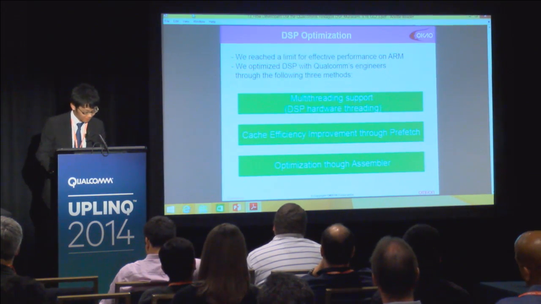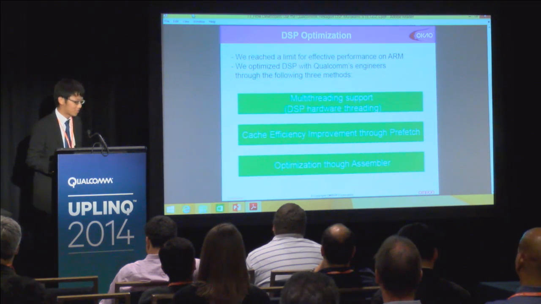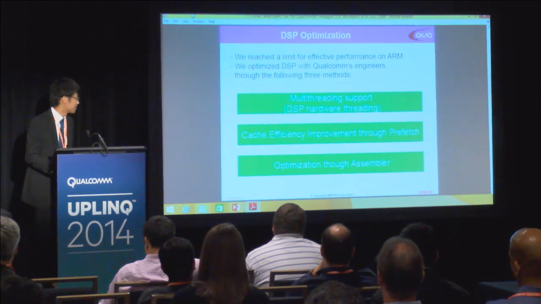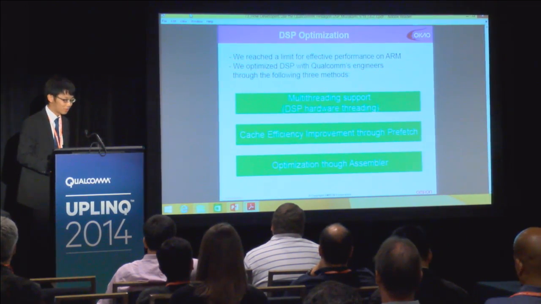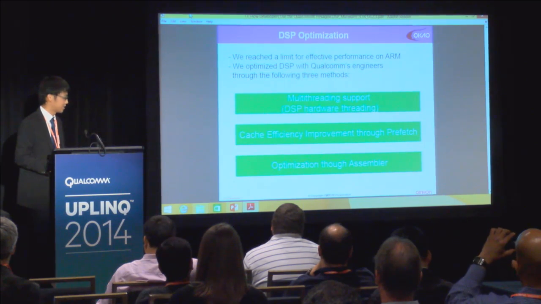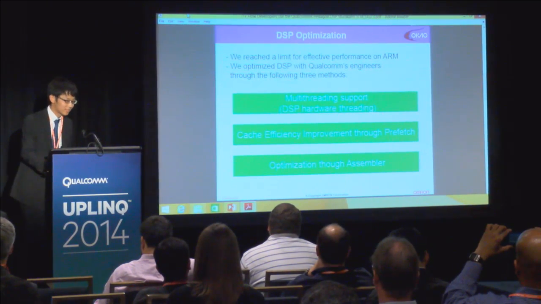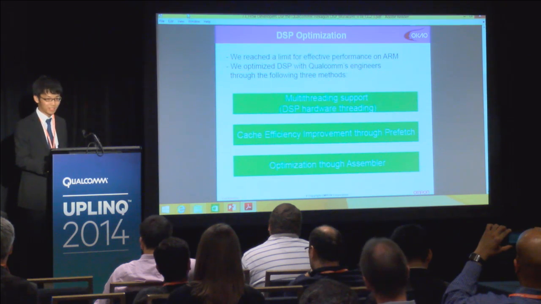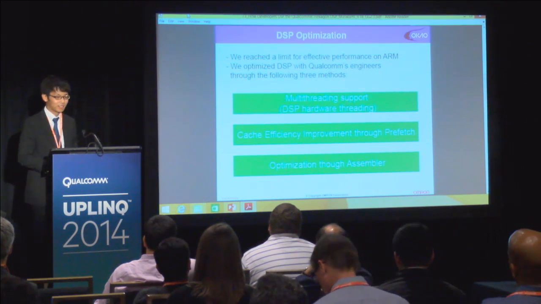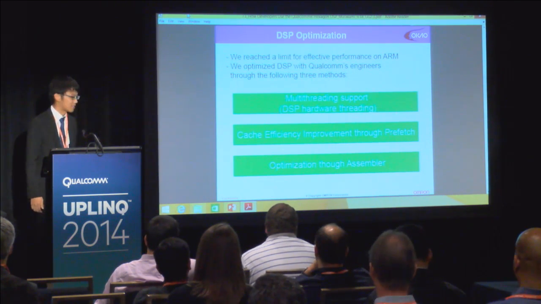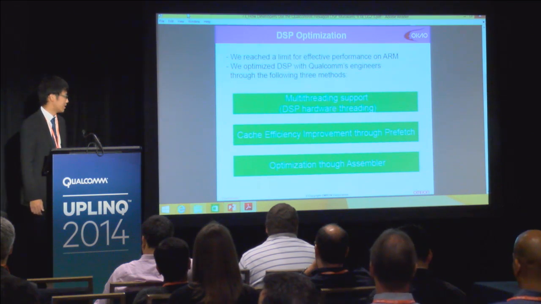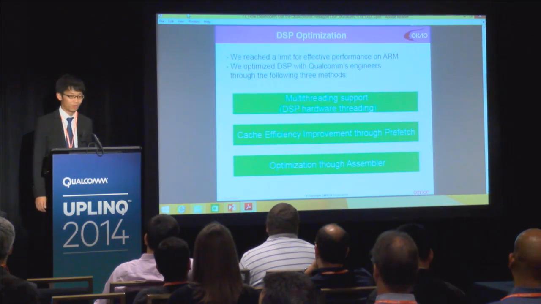And so the following three methods. One is multi-threading support by DSP hardware threading. Number two is cache efficiency improvement through prefetch. And number three is optimization through assembler, including VLIW and hardware loop.